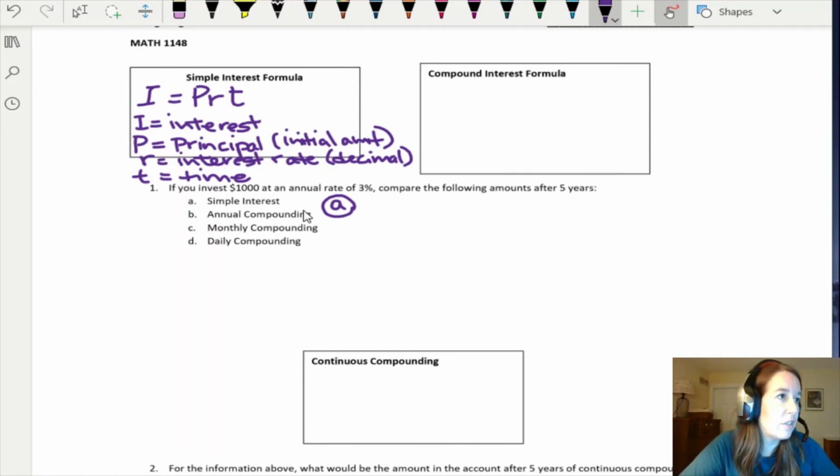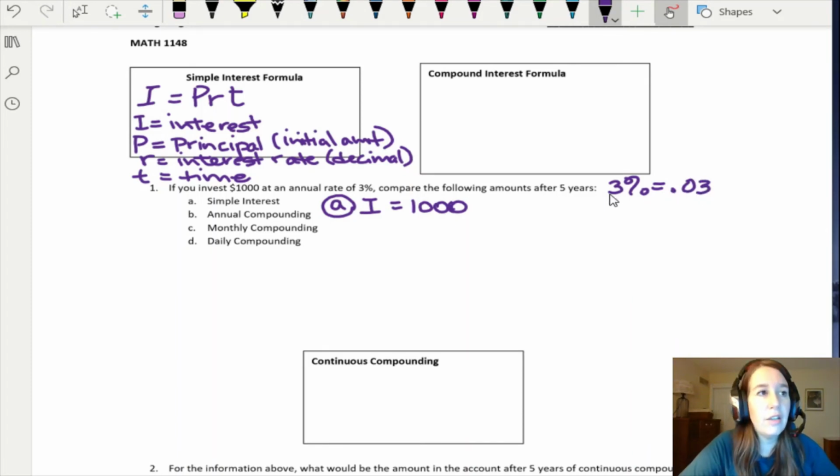For simple interest, we are looking for the interest, and we know that the principal is the initial amount, and that is that $1,000. And then we're going to multiply that by the rate. Now, if the interest rate is 3%, that's the same as 0.03 in a decimal. You're going to take the 3% and divide it by 100. So that's times 0.03, and then times the time of 5 years. If we multiply that out, we get $150.